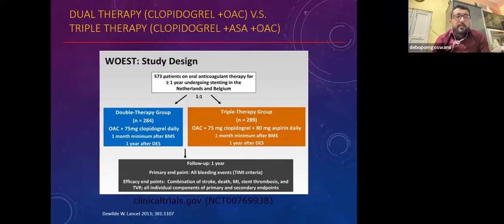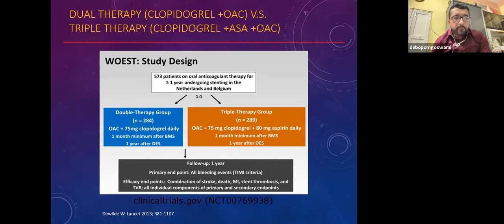Now the WOEST study design. This was a Dutch study comprising 573 patients who were on oral anticoagulation therapy for more than 1 year, undergoing stenting in the Netherlands and Belgium. They were randomized 1:1, the double therapy group versus the triple therapy group. The double therapy group comprised oral anticoagulation plus 75 milligram of clopidogrel daily, versus the triple therapy, which has oral anticoagulation, that is a VKA, plus 75 milligram of clopidogrel and aspirin. These patients were followed up for 1 year.